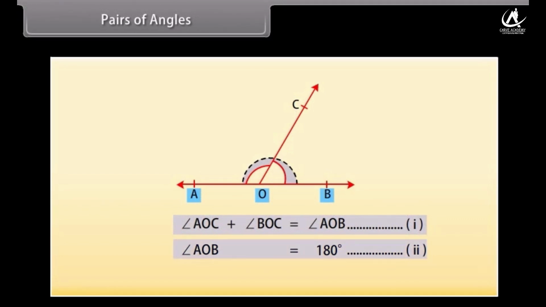Mark it as 2. From 1 and 2 we can say that angle AOC plus angle BOC is equal to 180 degree because angle AOB is 180 degree. This gives an axiom. Let's go through it.